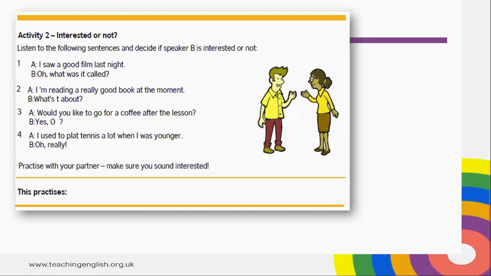Okay, Miss Hanan, would you please repeat what you have just said? I used to play tennis a lot when I was younger. Oh, really? Okay, thank you. Where was she interested, in A or B? B. Okay. B. Okay, let's make it harder.